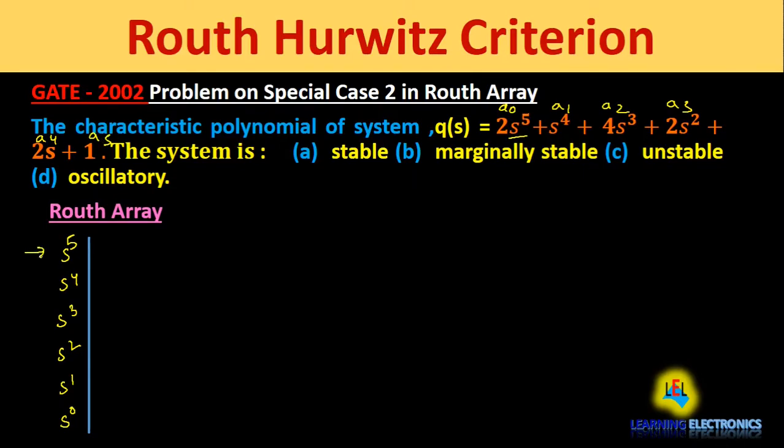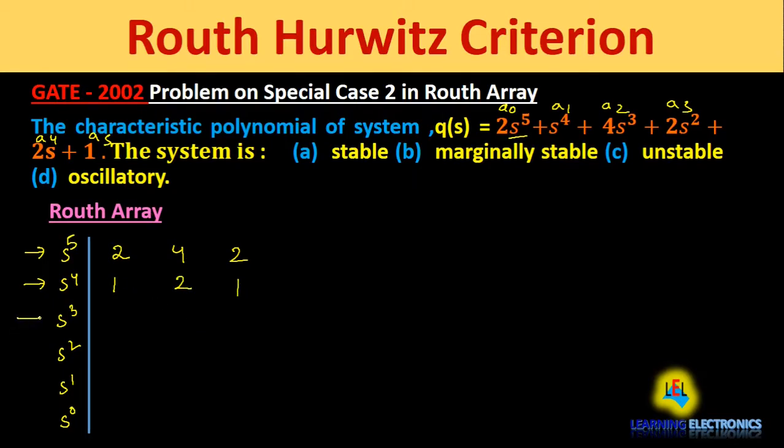So in the s^5 row, we will write all the even coefficients starting from a0. So a0, a2 and a4 we have to write in the s^5 row. a0 is given 2 here, then a2 is given 4 here, then a4 is given 2 here. Now we will construct the s^4 row using all the odd coefficients, that is a1, a3 and a5. a1 is given 1 here, a3 is 2 here and a5 is again 1 here.